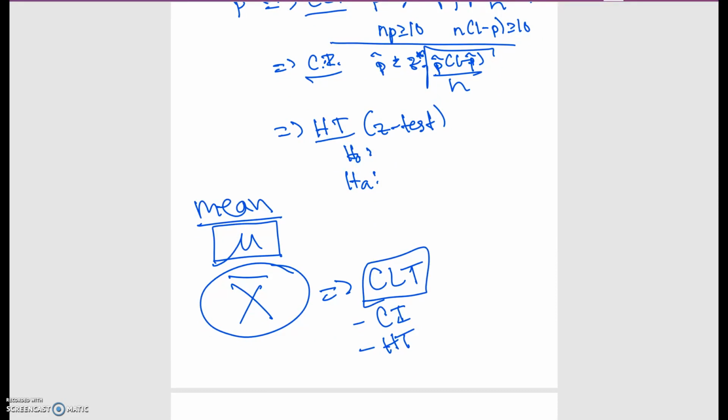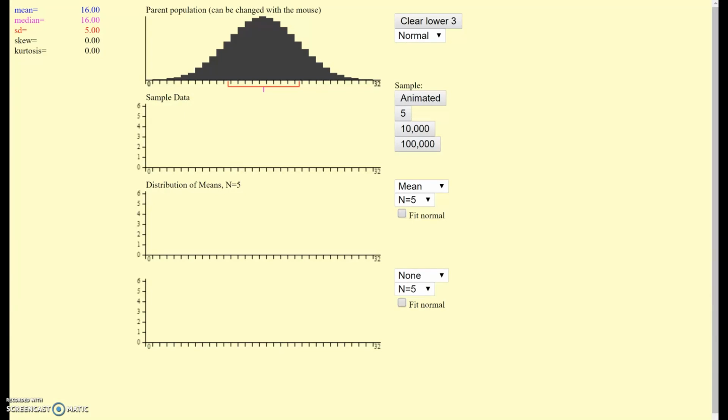Let me just go here. Here we have a population of, maybe it could be GPAs, or something else, I don't know. We graphed every single possible observation, and we got that. The mean is 16, the median is 16, and the standard deviation is 5. Don't worry about what skew and kurtosis mean.